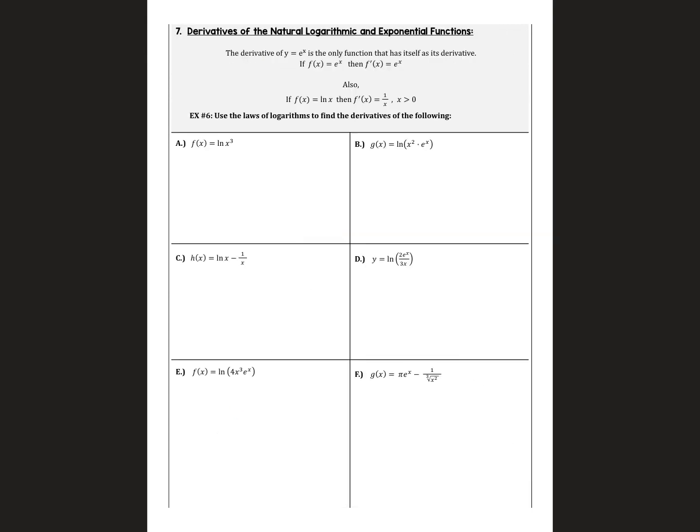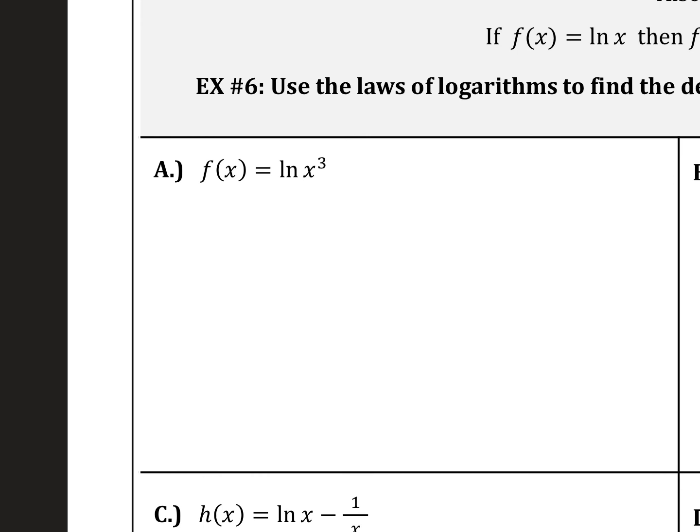Oh, we do need to go over derivatives of natural log, right? So, the derivative of e to the x is e to the x. Derivative of the natural log of x is 1 over x. So, let's look at a here. Remember our rules of logarithms. You can rewrite that as 3 ln x. So then f prime would be 3 over x.